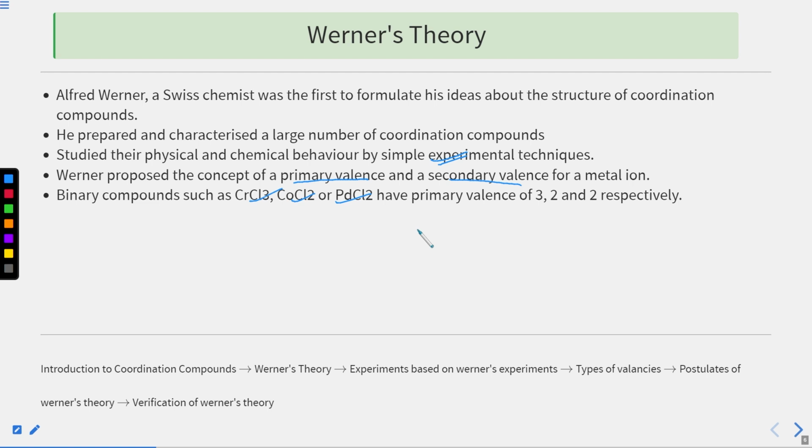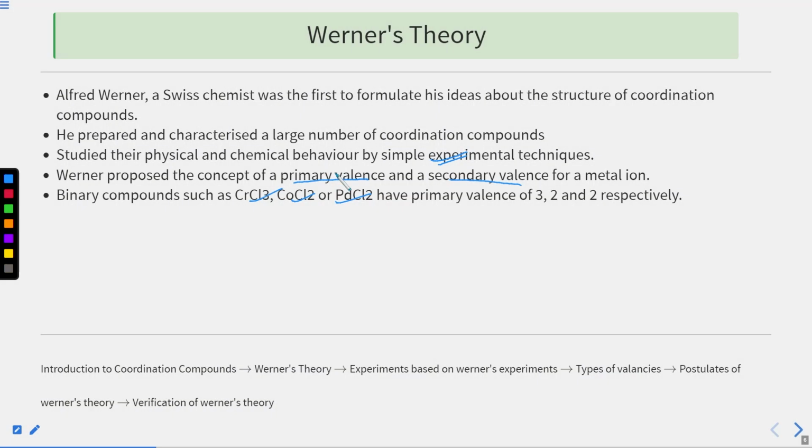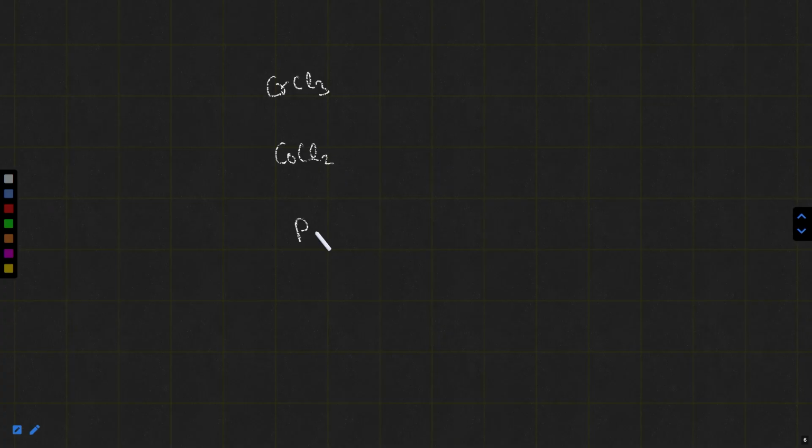So what is primary valency first of all? If you look at these three, CrCl3, CoCl2 and PdCl2, and I ask you to find the oxidation number of the transition metal in these compounds, how will you find it? We have Cl3, so that is 3 negative, and overall this compound is neutral, and let us assume x to be the oxidation number of the metal in each case. So we can write x minus 3 is equal to 0.